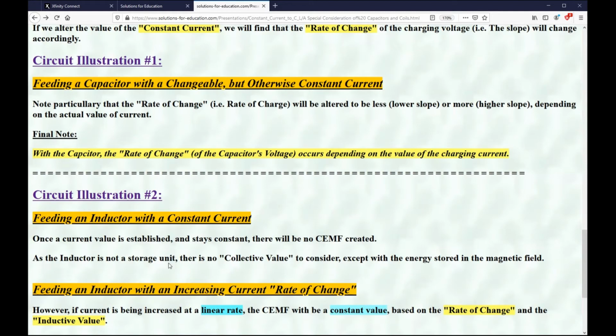You can charge a capacitor and set it aside for some unsuspecting soul to pick it up and test the terminals. And of course, anybody that's ever been in this field for a long time has done that one time or another. And you have to be careful because sometimes they throw it across the room in their reaction. However, if the current is established and, say, constant, there is no counter EMF. But as the inductor is not a storage unit, that is, it's not keeping a charge, there is no collective value except for the energy stored in the magnetic field.